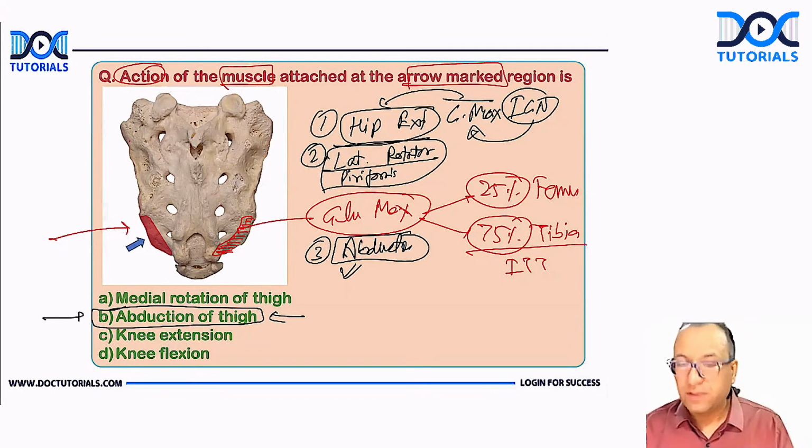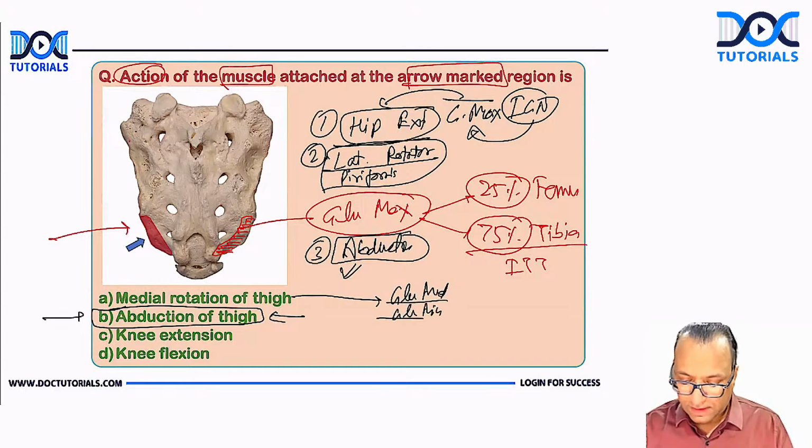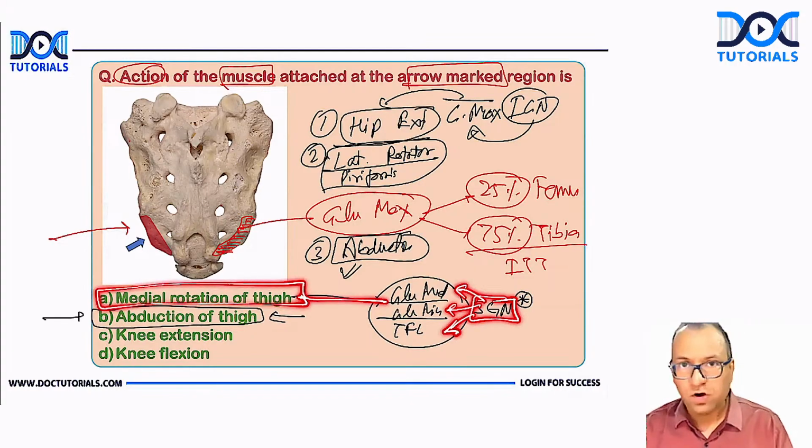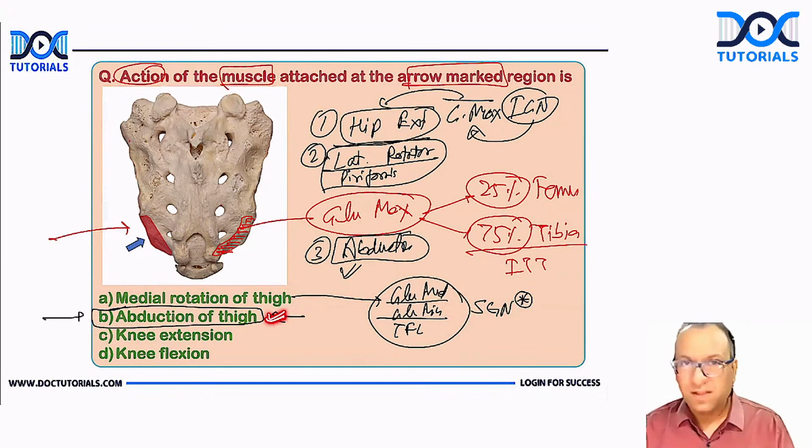But how did you reach the answer? Why not medial rotation? Medial rotation is done by gluteus medius, gluteus minimus, and also tensor fasciae latae, and they are supplied by the superior gluteal nerve. The superior gluteal nerve supplies 3 muscles: gluteus medius, minimus, and tensor fasciae latae. That is the one which will do medial rotation of the thigh, not the lateral rotators. This is the lateral rotator muscle, gluteus maximus.